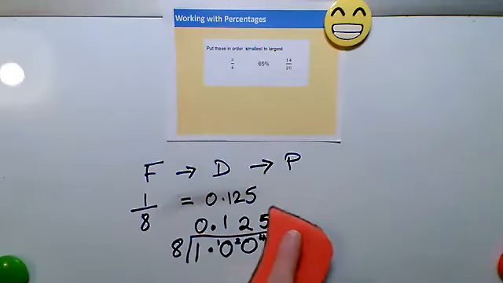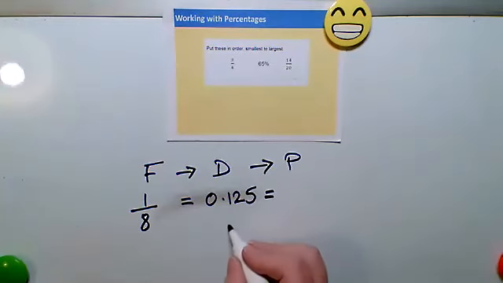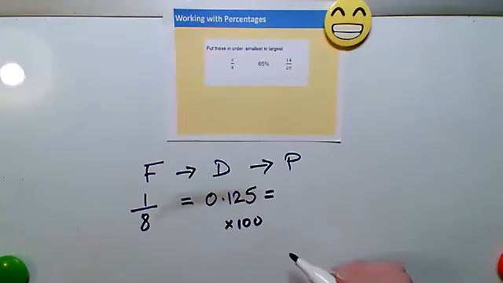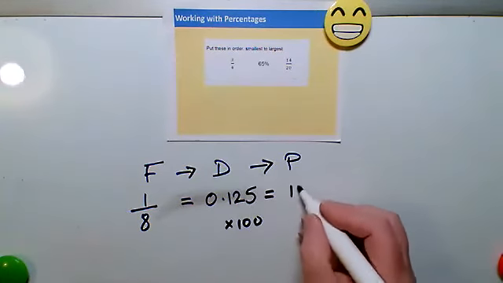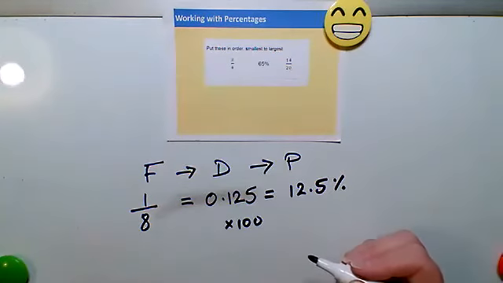And to get from a decimal to a percentage is really easy. All we need to do is multiply the decimal by 100. So 0.125 as a decimal is equivalent to 12.5%. So using this method, you will always be able to convert from fraction to decimal to percentage. But let's look at the actual question that we were given.